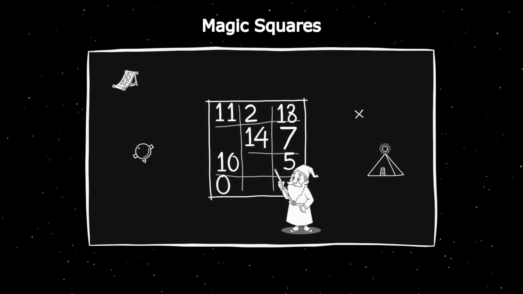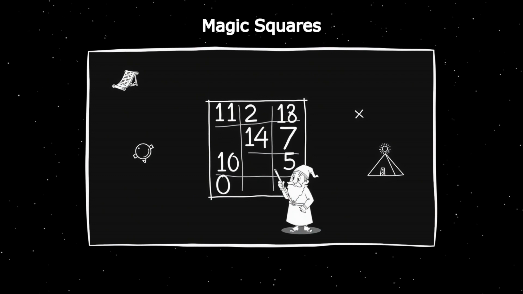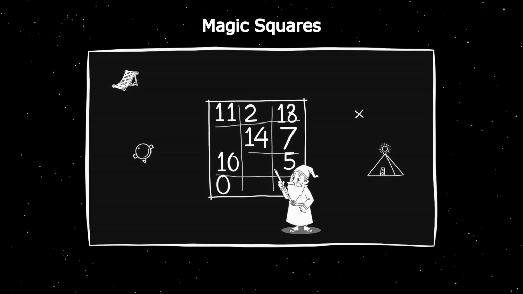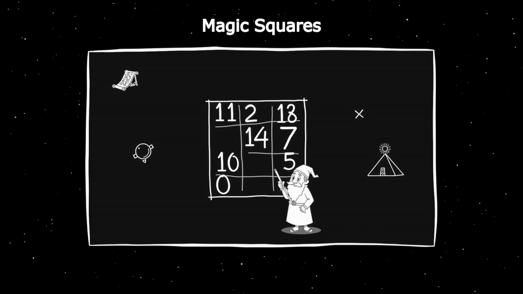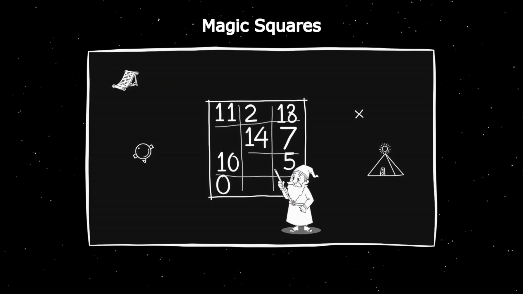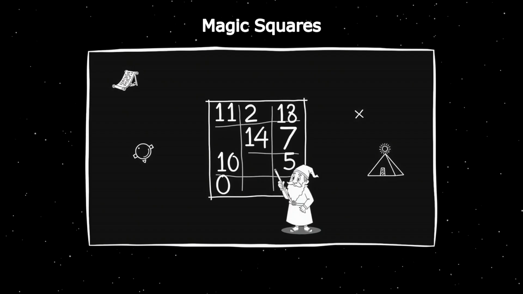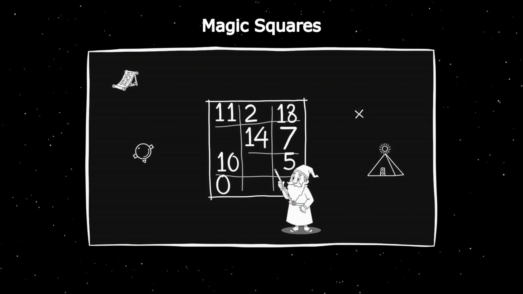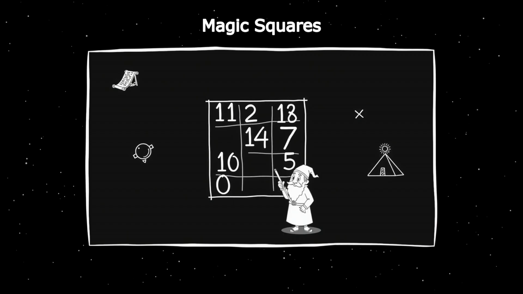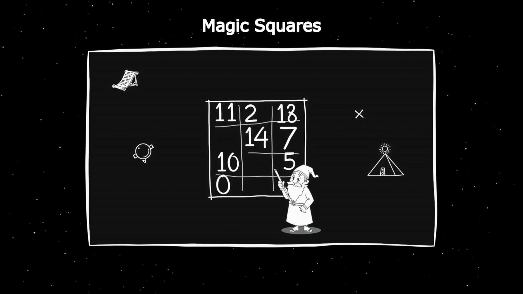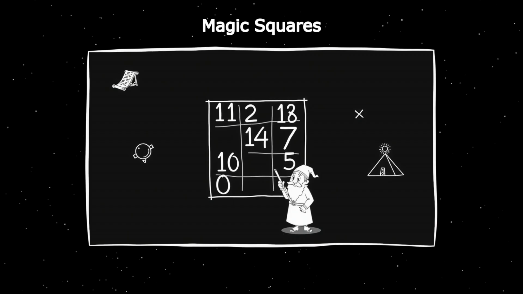Even in modern times, the allure of magic squares continues. Mathematicians and enthusiasts engage in solving complex challenges and creating new variations. With advancements in technology, computer algorithms are now being employed to generate and analyze magic squares, leading to new discoveries and insights into this ancient subject.